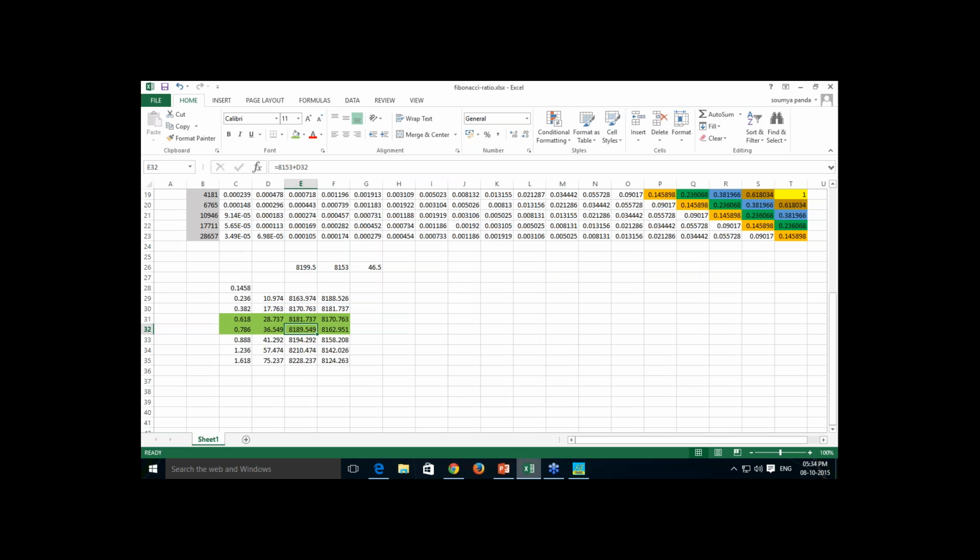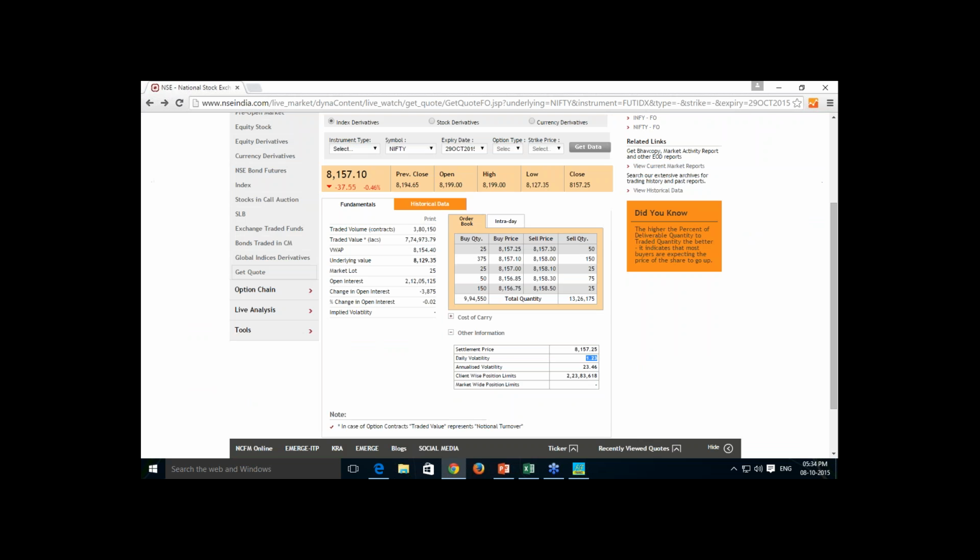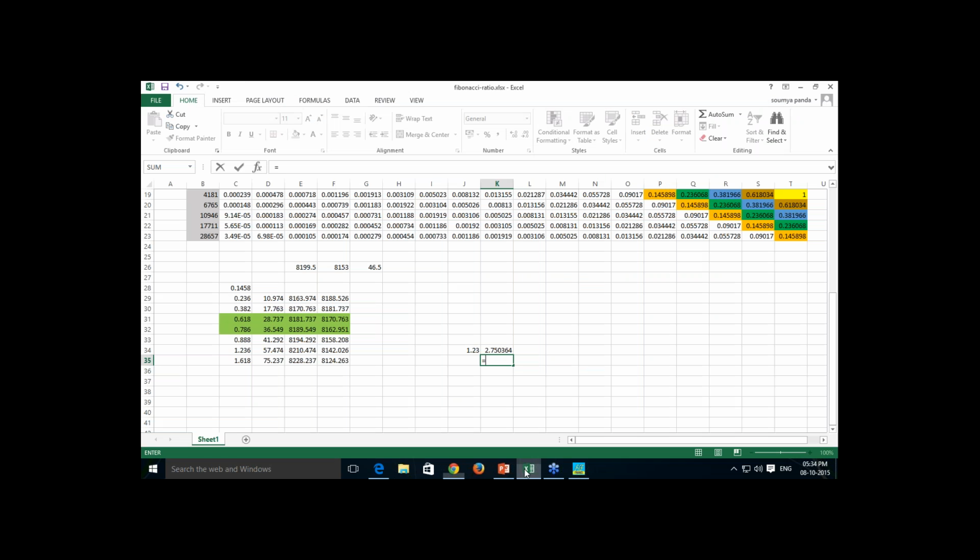1.23 is the volatility, the daily volatility. I need it for a 4 to 5 day period. So I multiply by the square root, because if you multiply the daily volatility by the square root of 5, it gives the 5 days volatility, and I have closed at the 8157 level. So at 8157, I am just multiplying by this volatility, dividing it by 100. So for 5 days I am expecting a 224 point move.